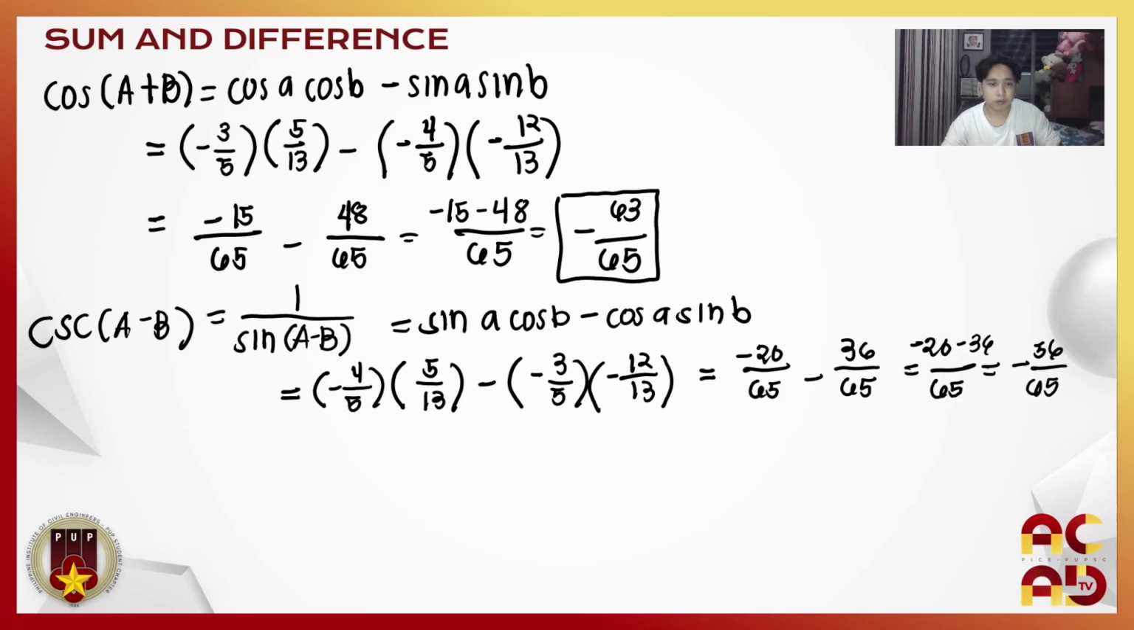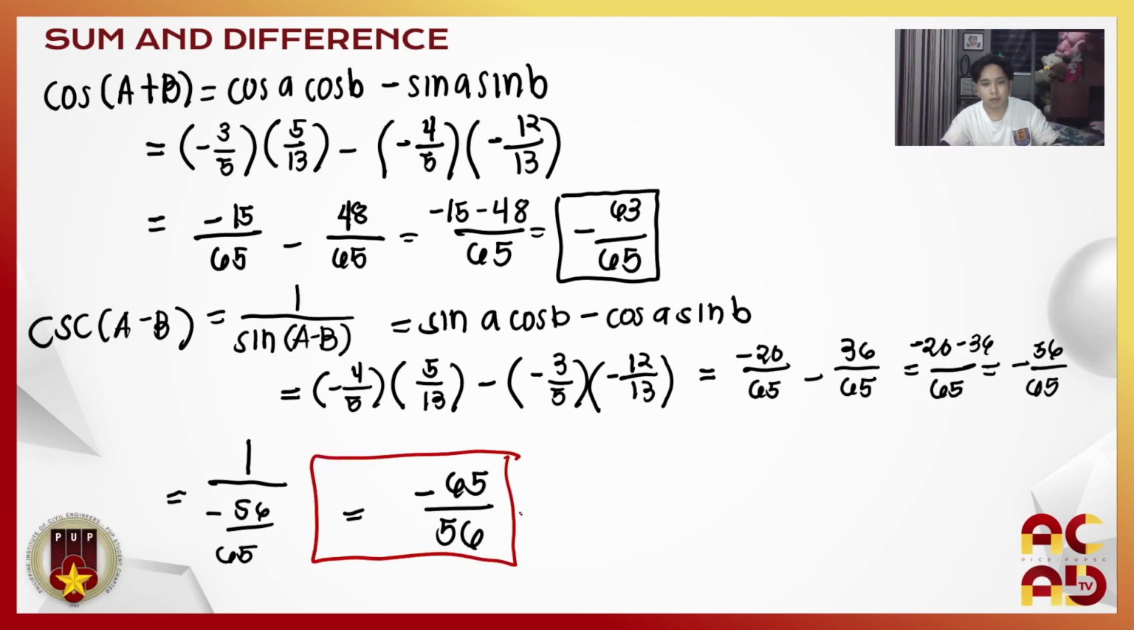Ayan. So dito, plug in na natin, since may value na tayo ng difference ng sine natin. So dito, we have 1 over yung nakuha natin na negative 56 over 65. And then ito, complex fraction siya. So this will become negative 65 over 56. Ayan. So that's the final answer for cosecant A minus B.